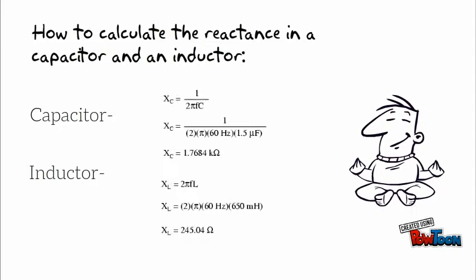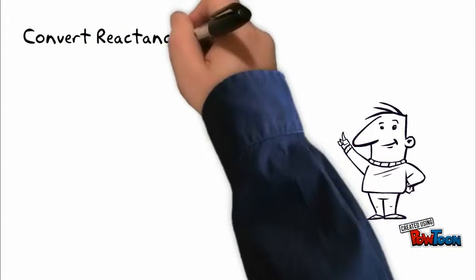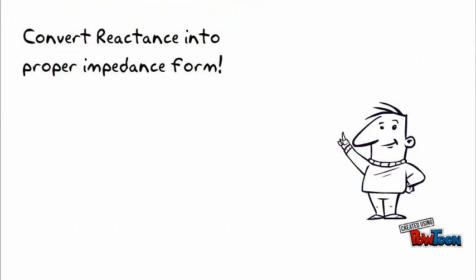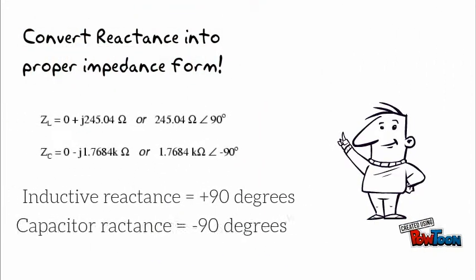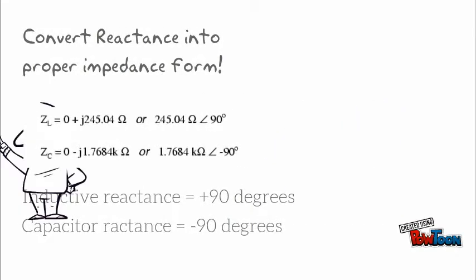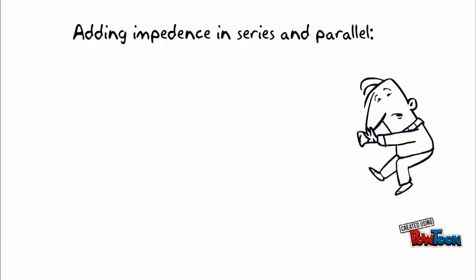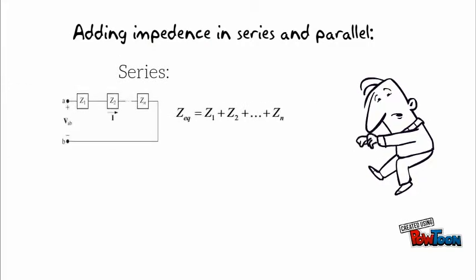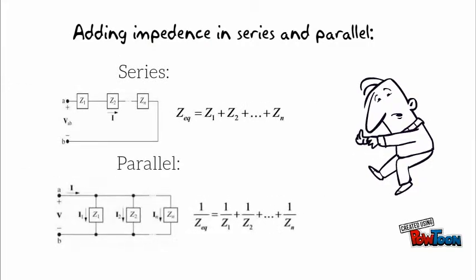Remember that an inductive reactance translates to a positive imaginary impedance of positive 90 degrees, while a capacitive reactance translates to a negative imaginary impedance of minus 90 degrees. Resistance, of course, is purely real, so its polar angle is 0 degrees. In order to solve a parallel series AC circuit, you need to know how to add impedance in series and parallel. This will help you greatly in finding total impedance.